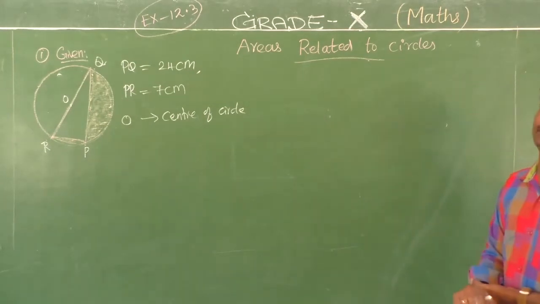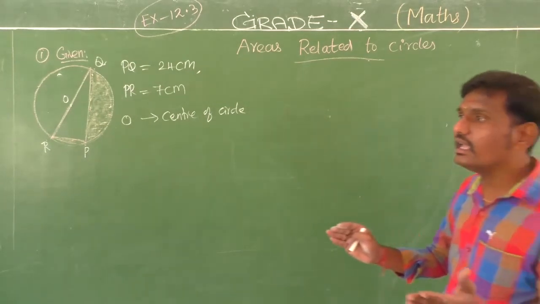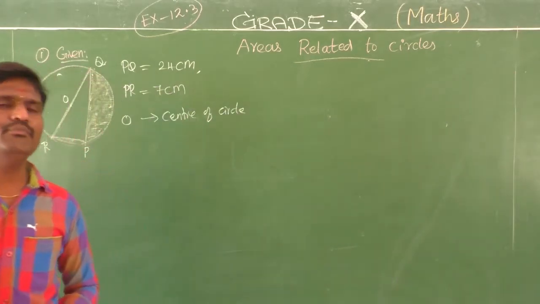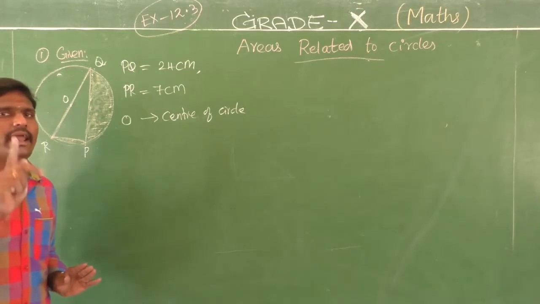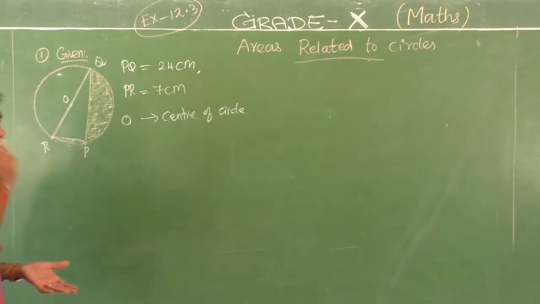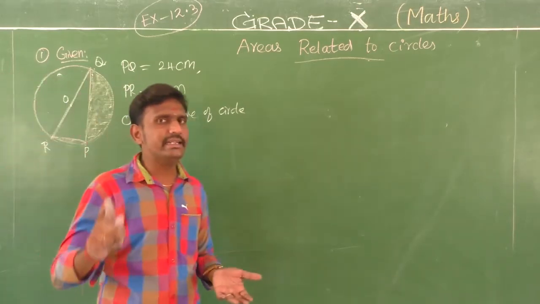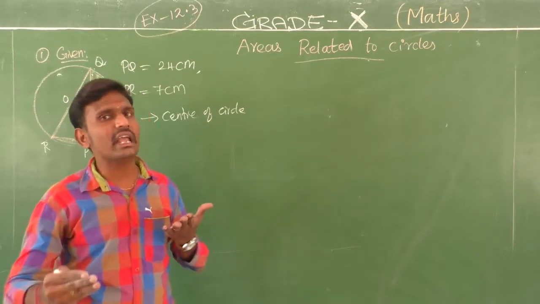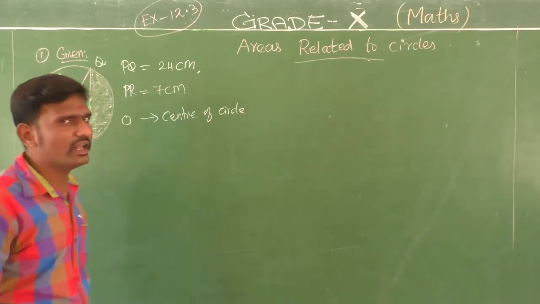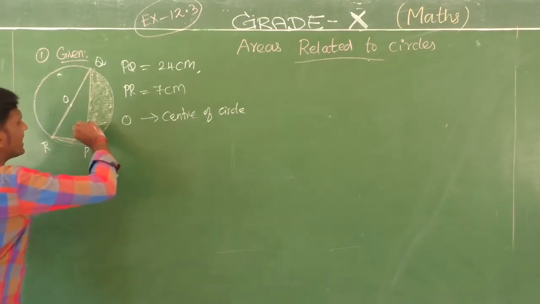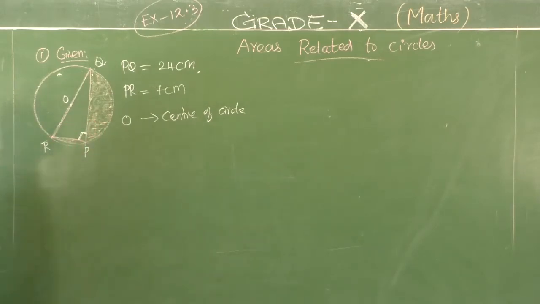in a triangle inscribed in a semicircle, one of the angles should be 90 degrees. Whichever it is, it is not a problem, but one angle must be 90 degrees in a triangle inscribed in a semicircle. Yes, students. So from that I am going to take angle P as the right angle, 90 degrees.